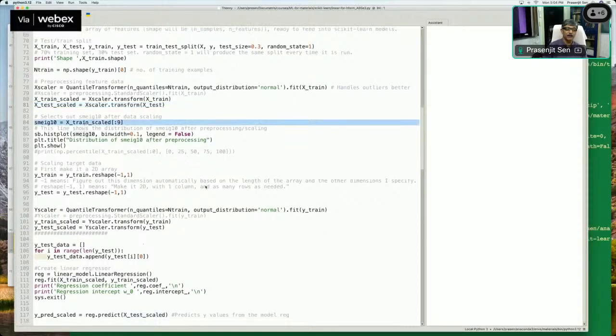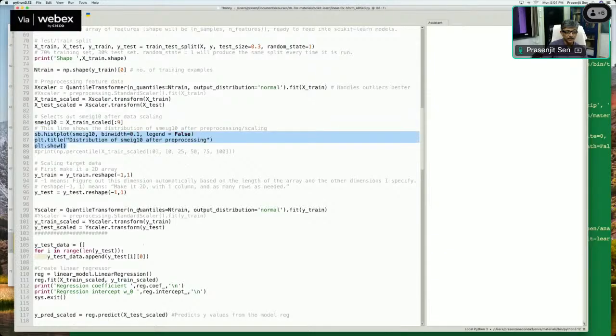And here the 10th eigenvalue is scaled. I could have found it out from the scaled X train also, but I apply the scalar here and look at what is the scaled, or transformed, version of the 10th eigenvalue. So we'll see this just to understand the difference of what scaling does. And then we'll see its distribution in this plot here.